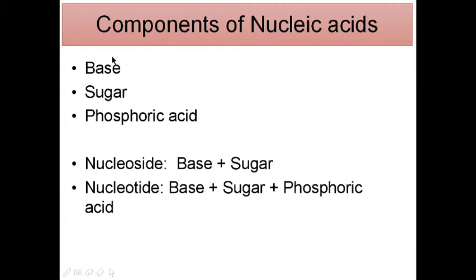When you see the components of nucleic acid, it is composed of a nitrogenous base, a sugar and a phosphoric acid. When the nitrogenous base is added to sugar, it is called a nucleoside. To this base plus sugar, if you add a phosphoric acid group, then it becomes a nucleotide.